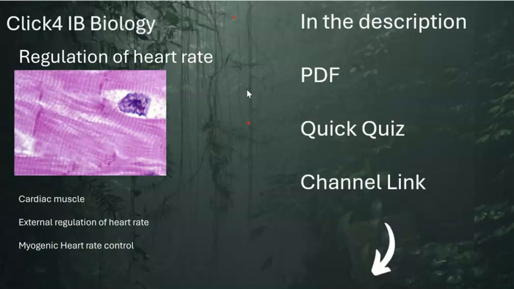This video is about the regulation of heart rate and the nervous innervation of heart rate. We'll take a very quick look at cardiac muscle. We'll look at the external factors that regulate heart rate, and we'll also take a look at what is called myogenic heart rate. Should you wish to use the same presentation, this can be downloaded as a PDF from the description and you can make your own annotations.